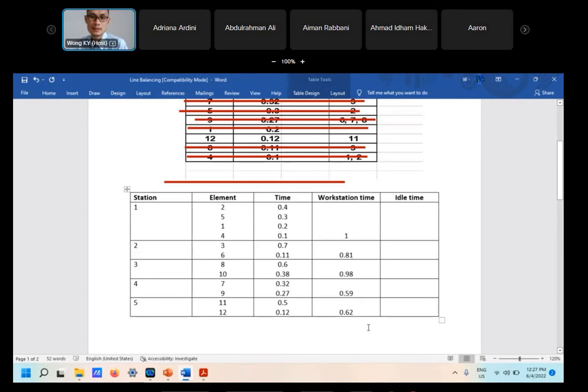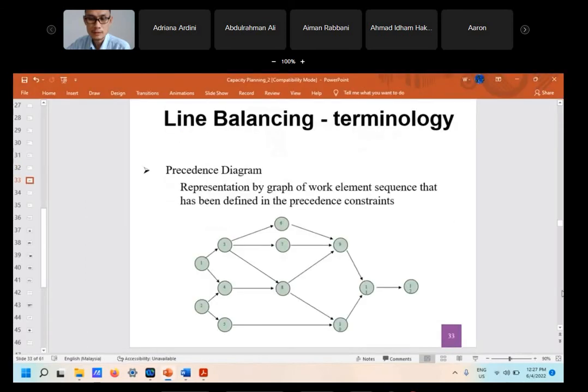Okay, so this is what we call line balancing. By doing this, we have tried to balance the line so that the workstation time in every workstation is more balanced. And this is the best assignment that we can get if we use the largest candidate rule. Workstation 1 consists of 4 elements, workstation 2, 2 elements, workstation 3, 2 elements, workstation 4 and 5 also 2 elements. Okay, any questions so far that you don't understand?